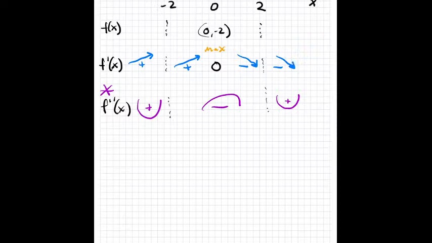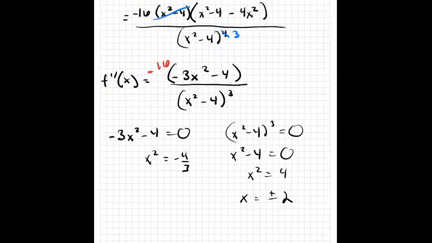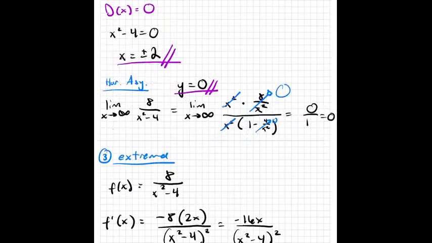We don't have a point of inflection, but it does go from concave up to concave down around the asymptotes, right? Okay, now we're cooking. So now let's bring all this together. If we go back to the beginning, because we have more than enough information, we got a y-intercept of 0, -2.